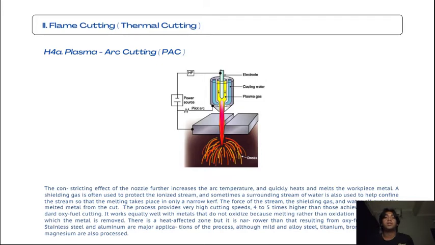Smooth cuts in plates up to about 150 mm thick are feasible. Ductwork, over the road tanks of aluminum or stainless steel, food and chemical processing equipment, ships and barges are all manufactured with the use of this process.